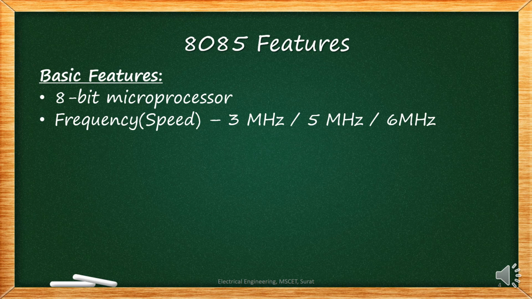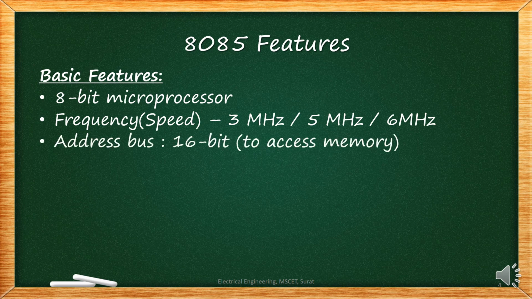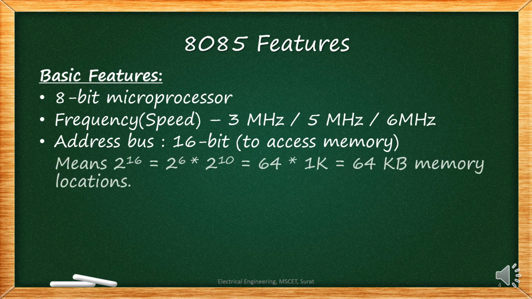Now let's talk about the address bus. The 8085 has a 16-bit address bus. To access the memory, it can access 2 raised to 16, that is equal to 2 raised to 6 into 2 raised to 10. 2 raised to 6 means 64, and in computer language 2 raised to 10 is considered as 1 kilo. So 8085 can access 64 kilobyte memory locations.